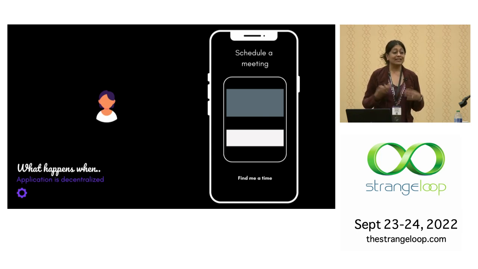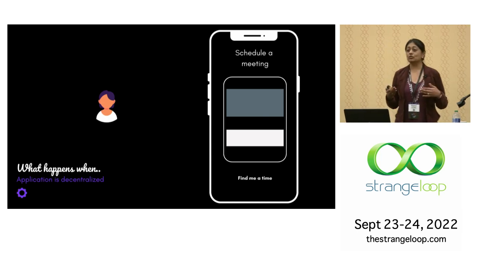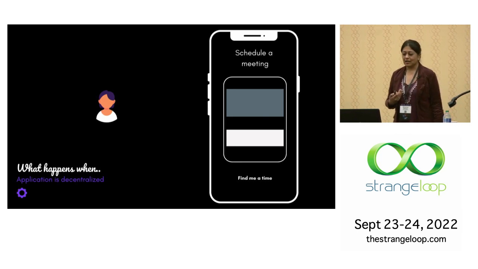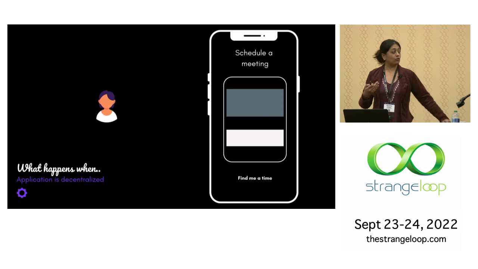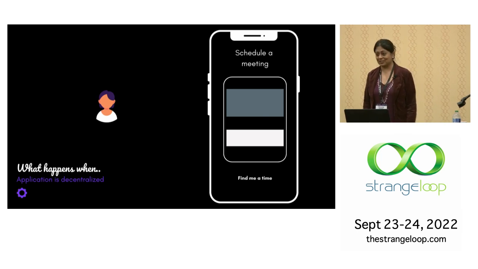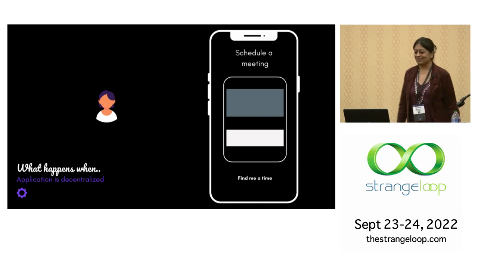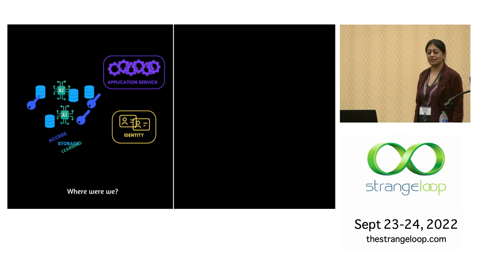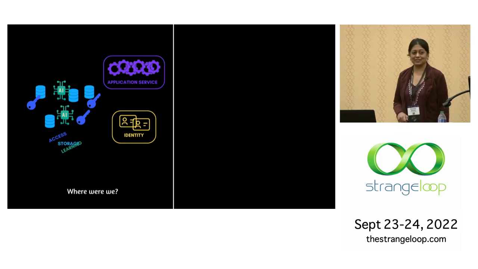Folks, in the end, we each would retain independent freedom of our own choices, especially with our calendar apps, and we'll still be able to find time to meet each other. So that was all about decoupling and decentralizing application services.